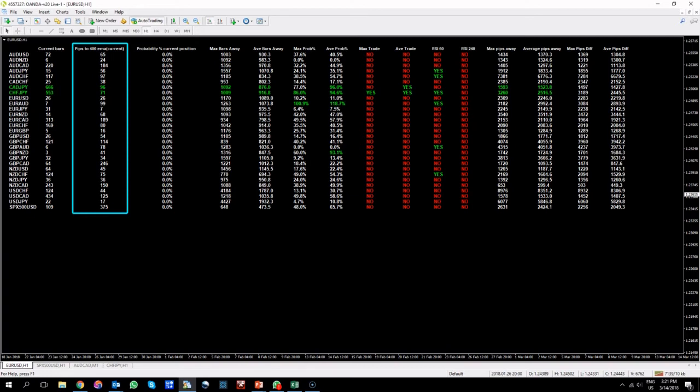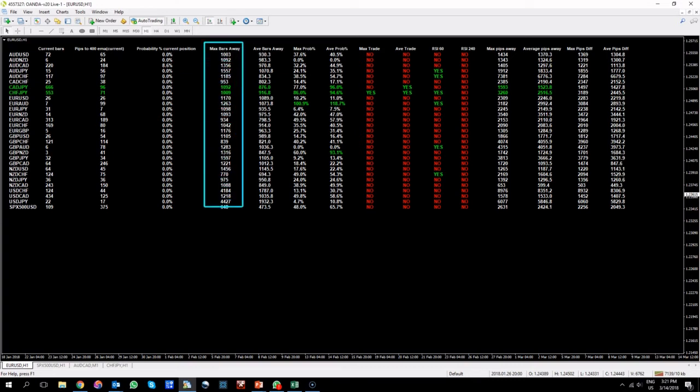Right, let's just move along here. This is where things start to get quite interesting. If we look at this column here, this is where we find out in all of history in the system how long has price stayed away. So if we look at the Swiss franc yen, it is currently 553 bars away from the EMA, 71 points.